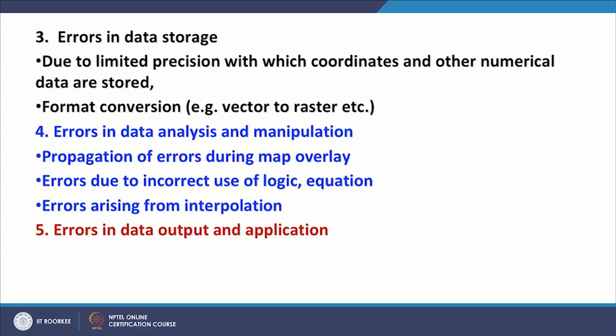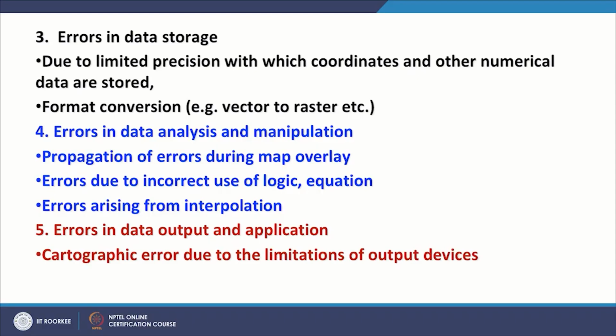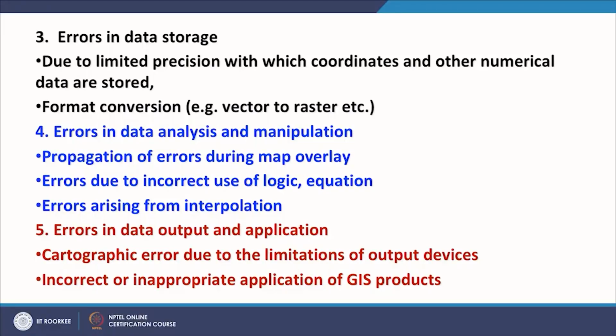And the final one is errors in data output and application. This is the fifth source of error. That means cartographic errors due to the limitations of output devices: my output device does not have a high resolution, and therefore, though up to the analysis I have done everything at a very high resolution, the output is at a coarse resolution. Then there is incorrect or inappropriate application of GIS products. There may be no real application for GIS, but unnecessarily we employ GIS to create certain products, and that may also bring errors into our outputs.